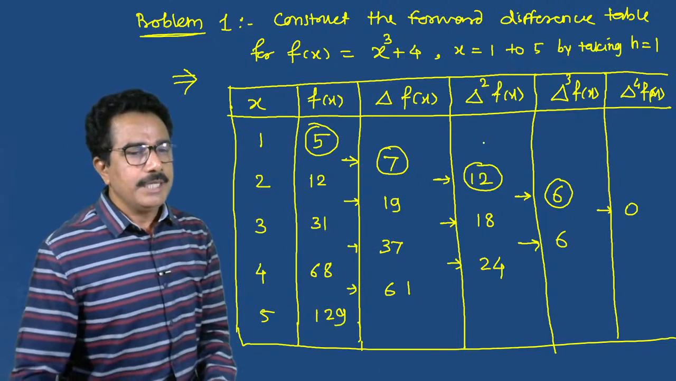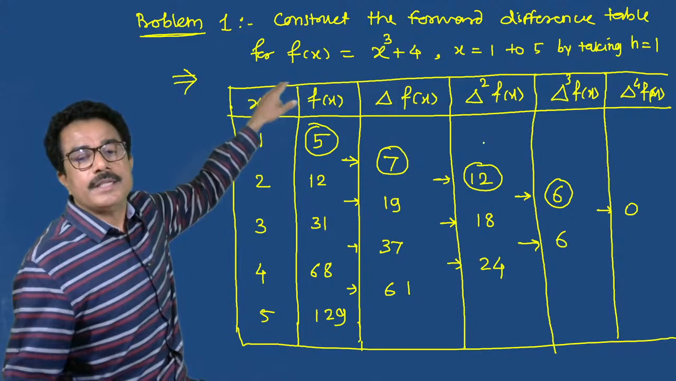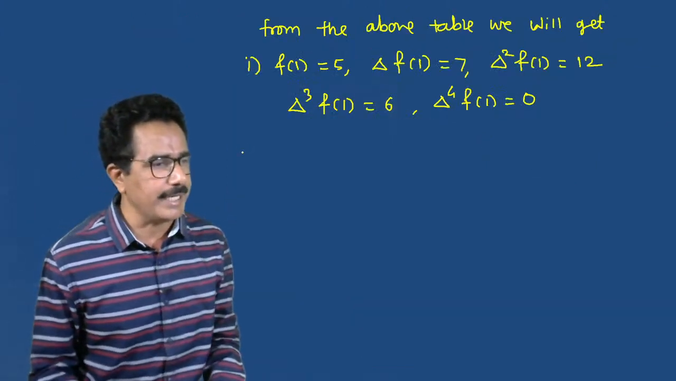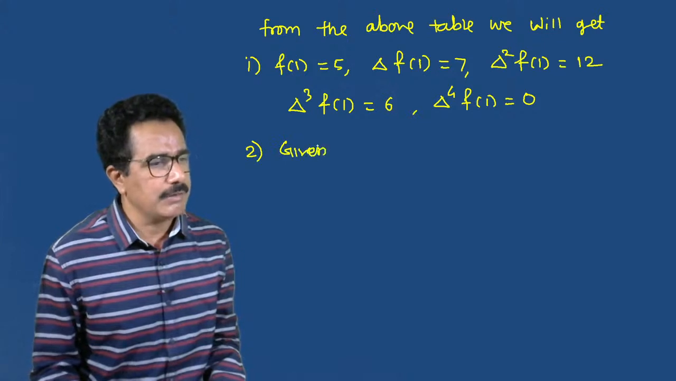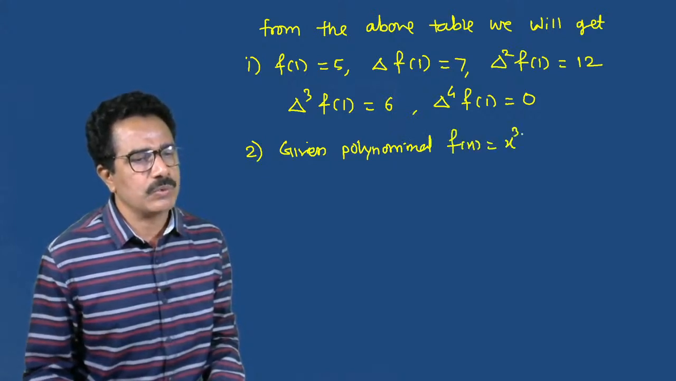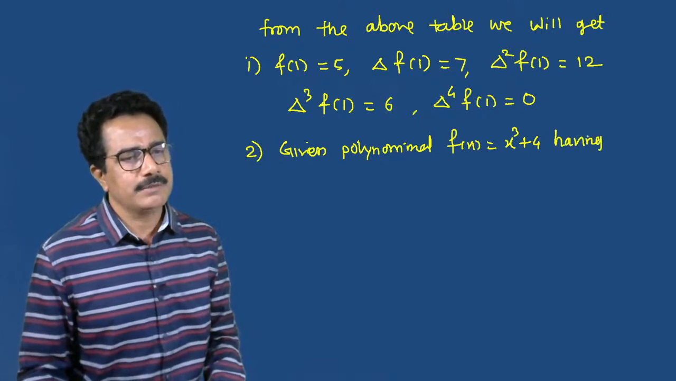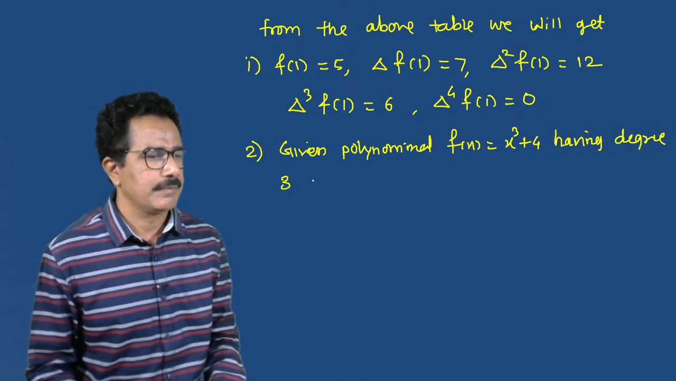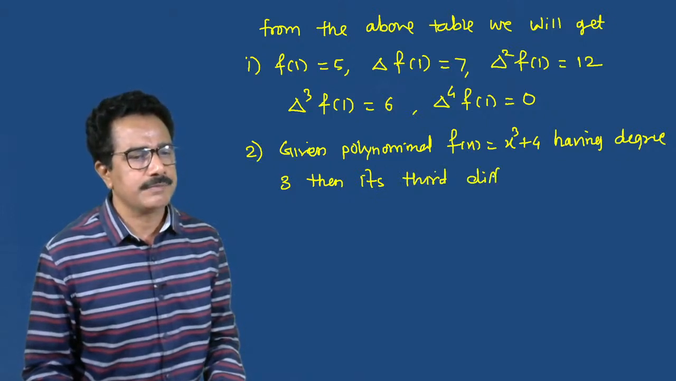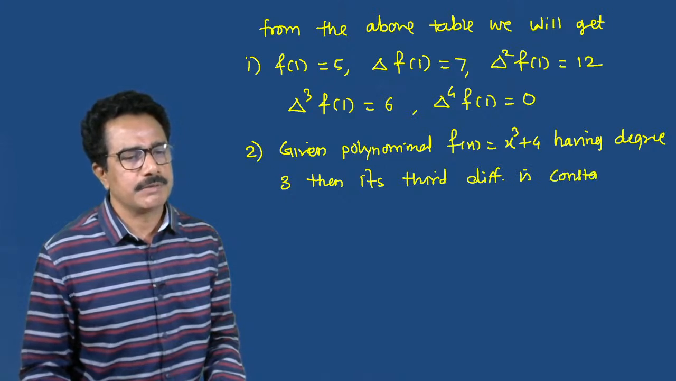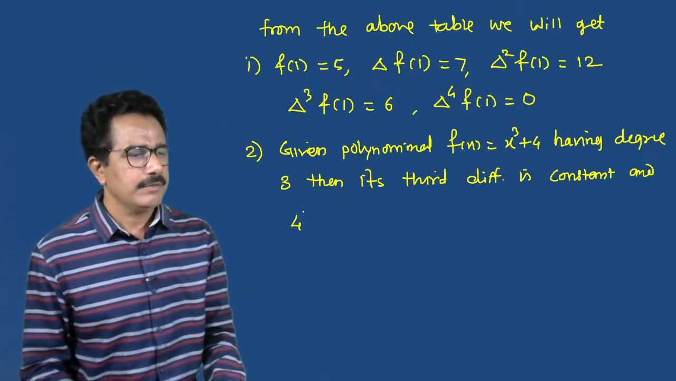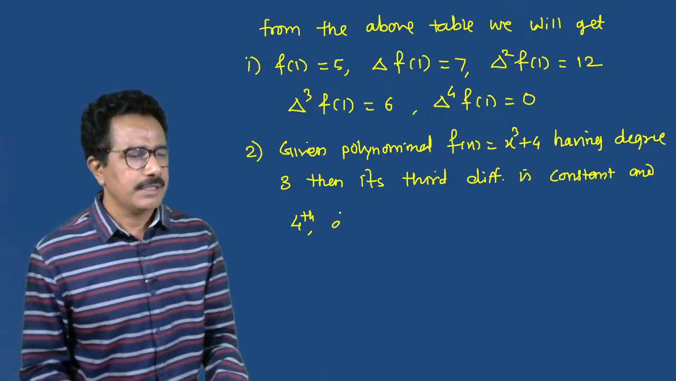ठीक आहे. आणि दुसरा नोट, आता दुसरी काय ऑब्झर्व केलं पहा, if the third degree polynomial then its third difference is constant, fourth difference is 0. Number second, given polynomial f of x is equals to x cube plus 4 having degree 3, then its third difference is constant and fourth, fifth, sixth differences.